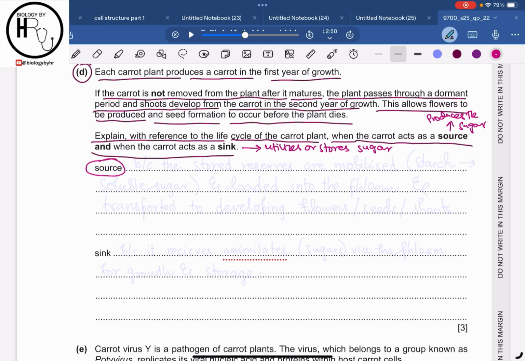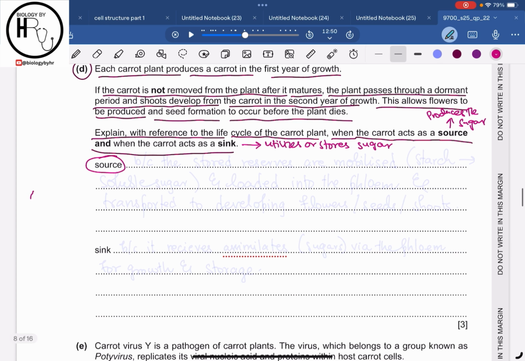It means that the starch which was stored in the carrot is converted into soluble sugars, and then these soluble sugars are loaded into the phloem and transported to the developing shoots, flowers and seeds. So at this stage the carrot acts as a source, providing the assimilates for the growth.